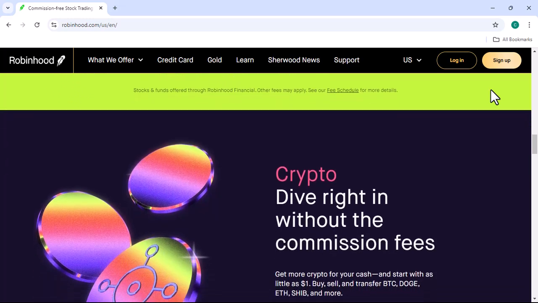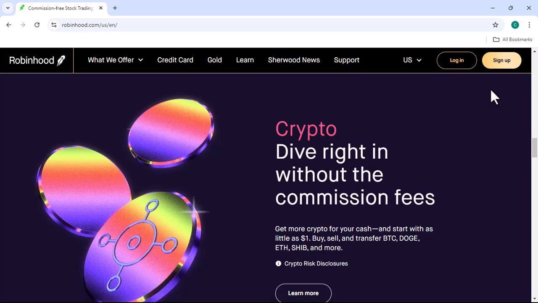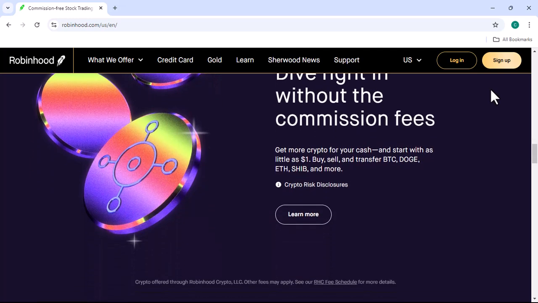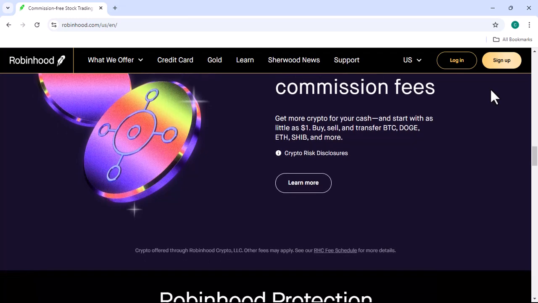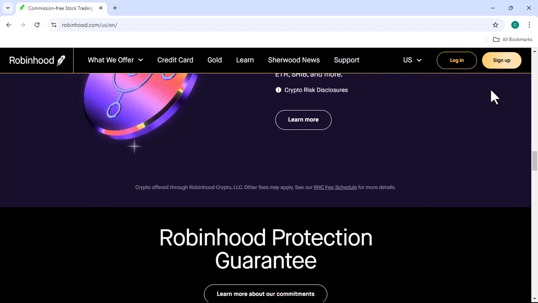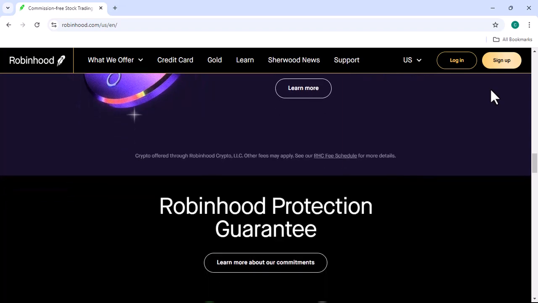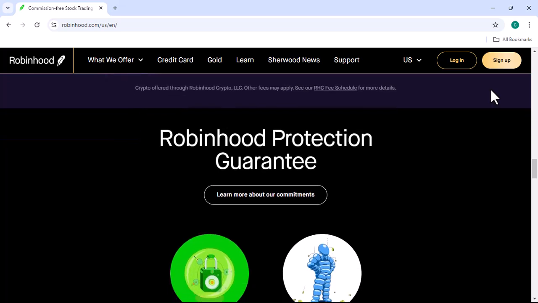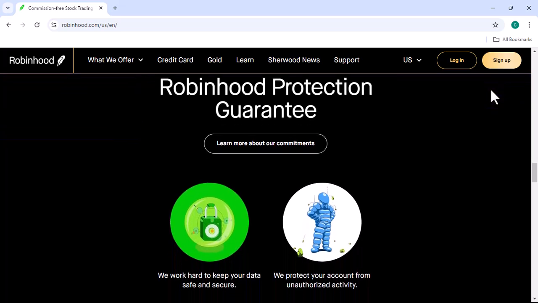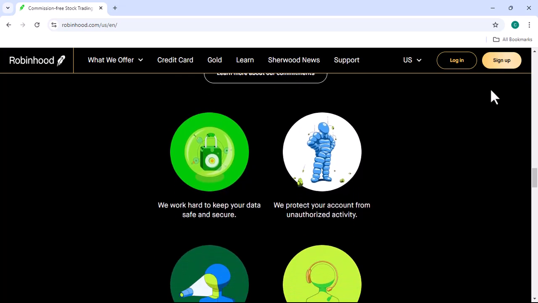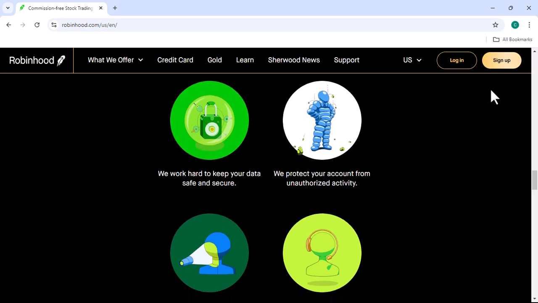Select a platform. While Robinhood doesn't offer direct automated trading tools, you can integrate it with third-party platforms that provide these capabilities. Look for platforms that are compatible with Robinhood's API and offer a user-friendly interface. Backtesting. Before implementing your strategy, test it using historical data to assess its performance and identify potential pitfalls. Backtesting can help you refine your approach and make informed decisions.